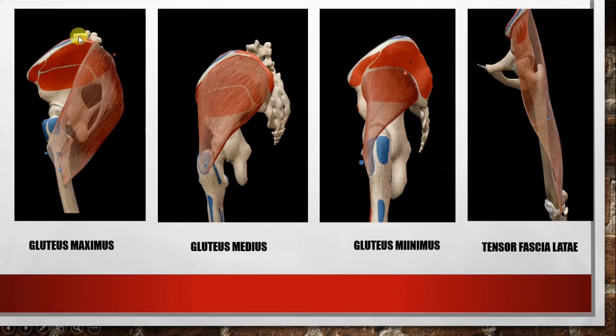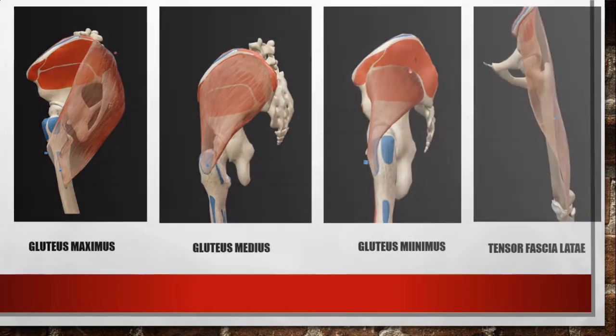In the first one, we have the gluteus maximus. We can see it is arising from the posterior gluteal line, from the iliac crest, and it is attaching. It has two attachments. First of all, the gluteal tuberosity on the lateral aspect of the femur, plus the iliotibial tract also has attachment to the gluteus maximus.